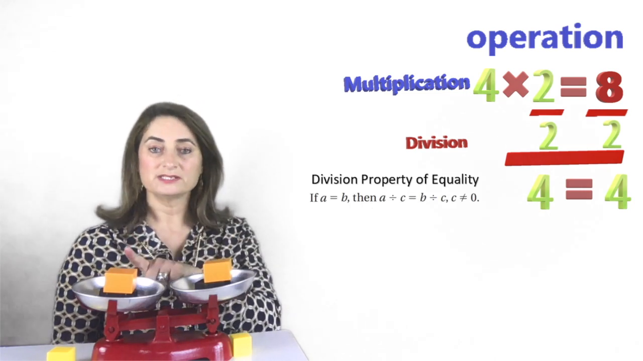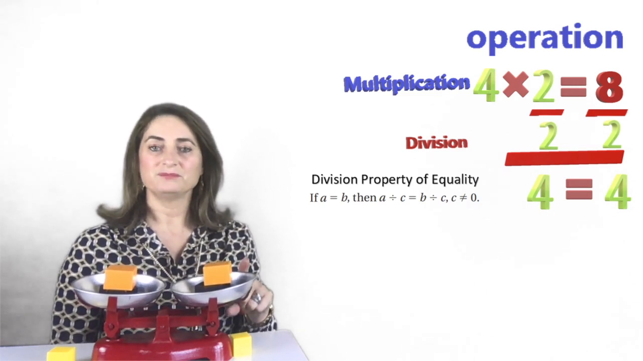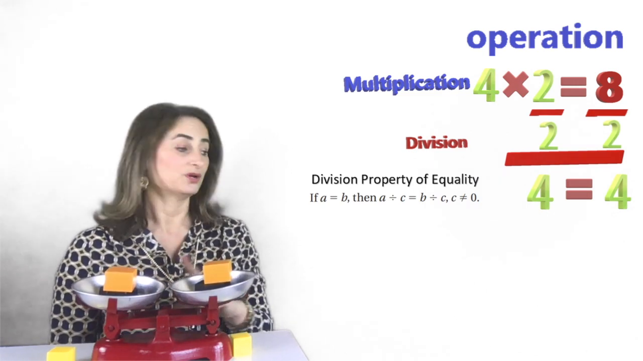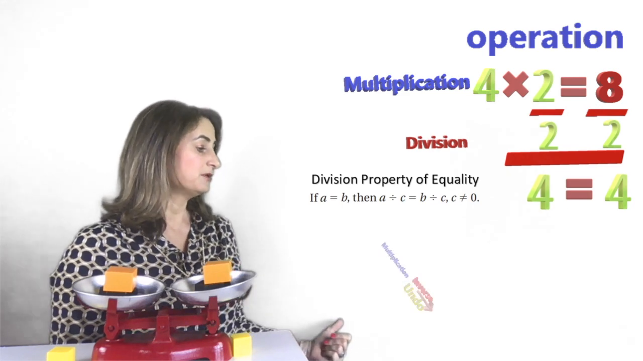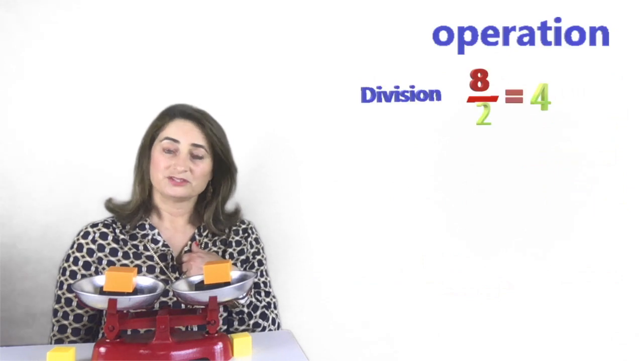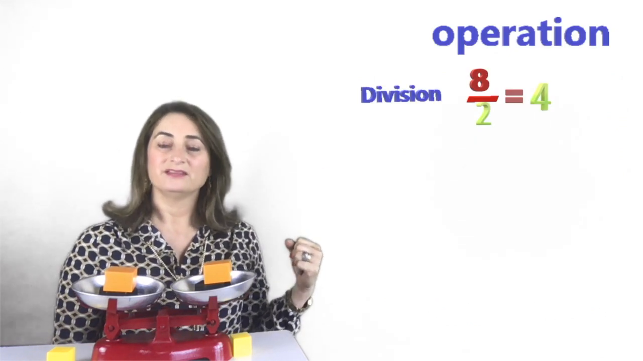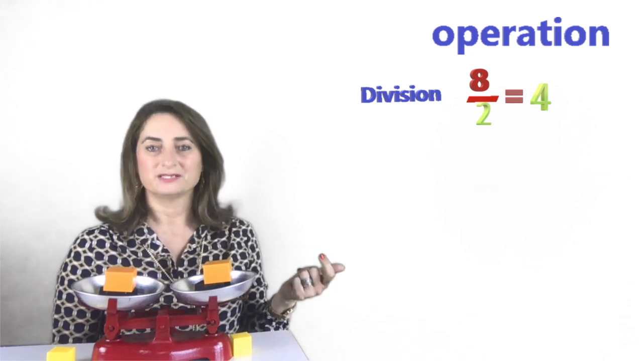If I divide one side of the equation by a number, I have to divide the other side by the same number for it to stay in balance or equal. So the inverse operation of multiplication is division. Now what about division? 8 divided by 2 equals 4. The inverse operation of division is multiplication.